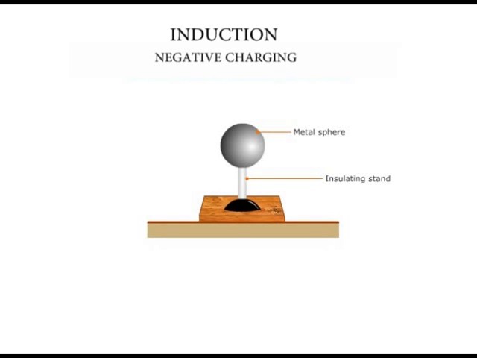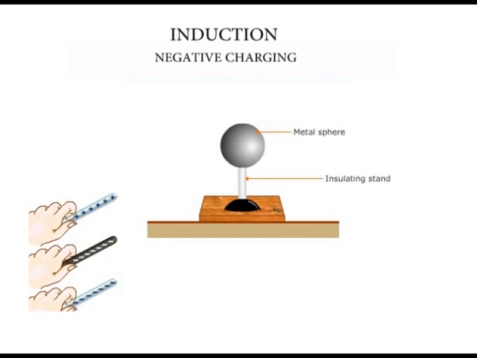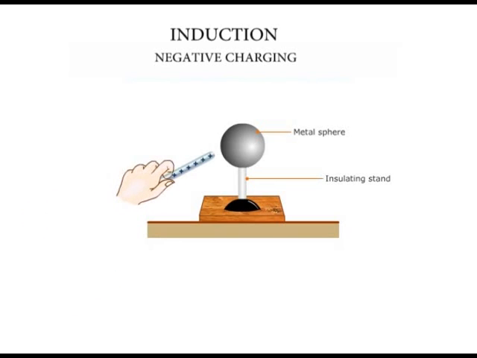If we wish to make the metal sphere negative, we bring a positively charged rod near it. Can you identify the charges on sides A and B? If you did this, then you're right. The electrons in the sphere are attracted to side A due to the influence of the glass rod, while the positive charges are repelled to side B.